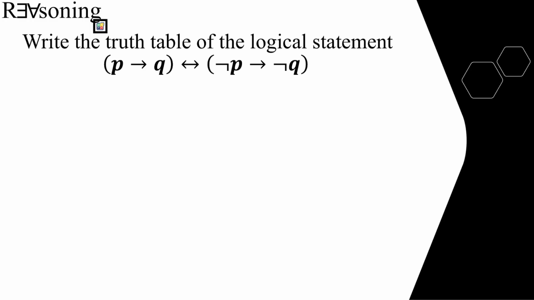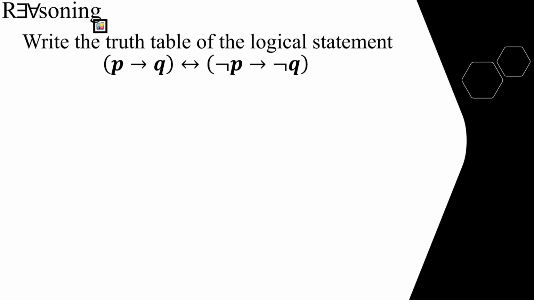Our task is to write the truth table of the logical statement if P then Q, if and only if, not P then not Q. It's a little bit complicated to read, but we understand that the main operation here is the biconditional statement, if and only if, represented by a double-headed arrow. But for both sides, we also have combinations of different logical statements. So in order for us to write the truth table, we really need to examine them carefully.